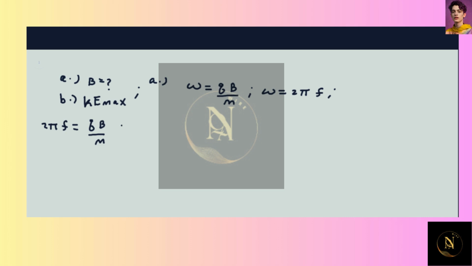Let's look at one more thing here. I can solve this for B, and I get that B is equal to 2 pi f m over q. I'm just going to use the absolute value of q for now.